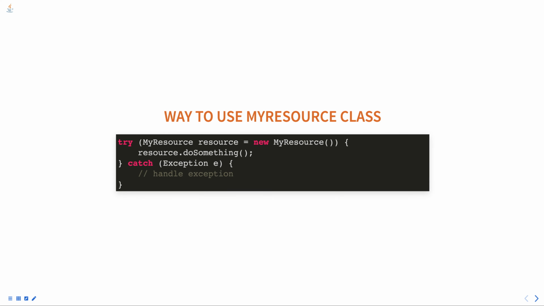In this example, the object resource is created within the try block and the close method is automatically called when the block is exited, whether by normal execution or an exception or a return statement.